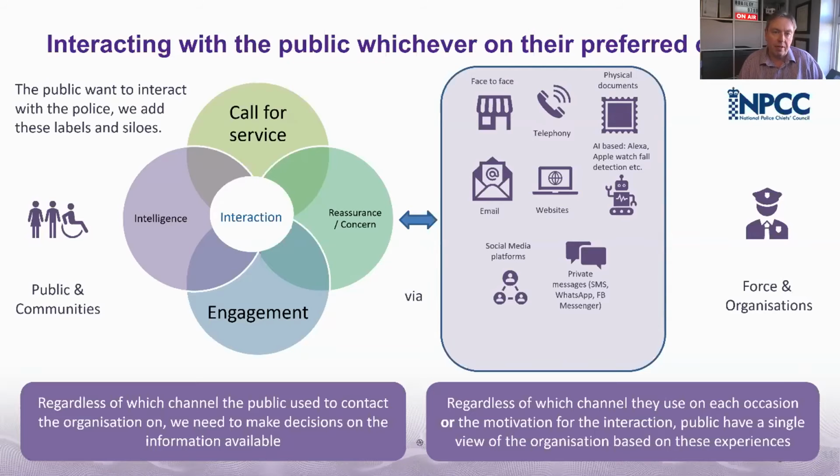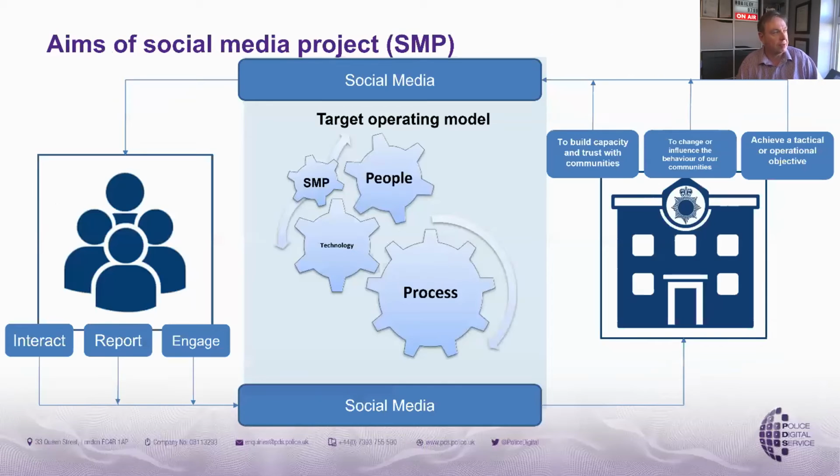But the member of the public who's interacting with the service doesn't know which part of the organisation is going to deal with them. So if we have too many accounts, too much direction, nobody deals with them, which is again a service failure. And we actually create more demand on the service through 101 and 999. So regardless of which channel the public use, we have to make decisions based on the information we have, and regardless of the channel they use, the public will make their judgment of the police service based on their experiences. So we have to bring it all together and create that quality across the board.